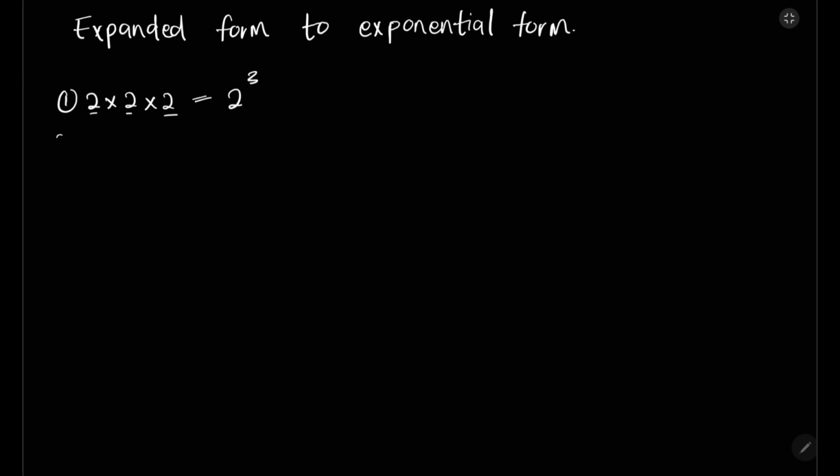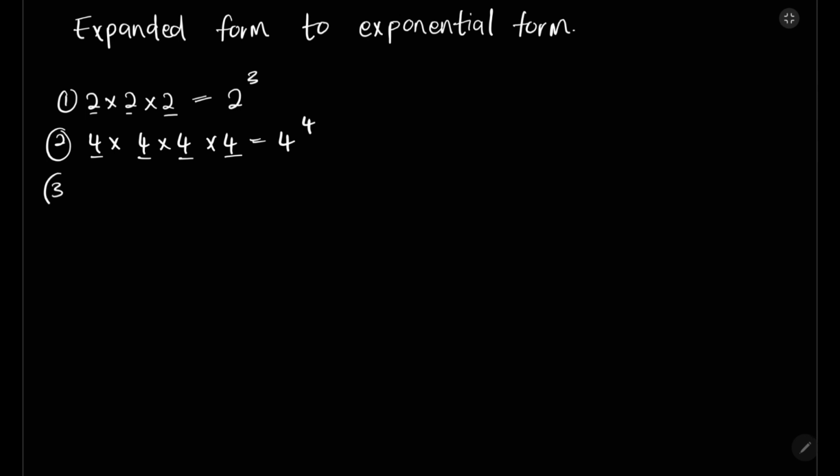Okay, now what if we had, let's say, 4 times 4 times 4 times 4? This is your expanded form, as you don't have any exponents here. You only have 4 fours. How do we write this in exponential form? We write down that 4 here. We then count how many 4's we have, how many numbers we have. We have 1, 2, 3, 4. So this will be 4 to the power 4.